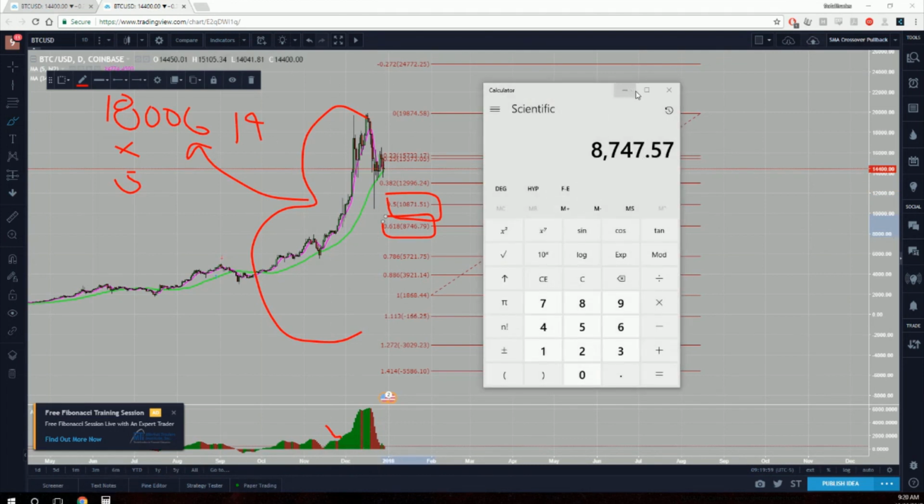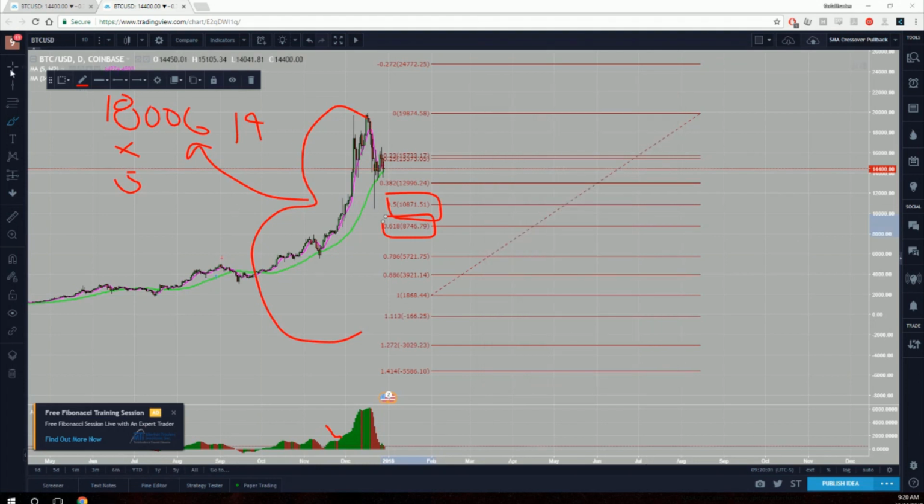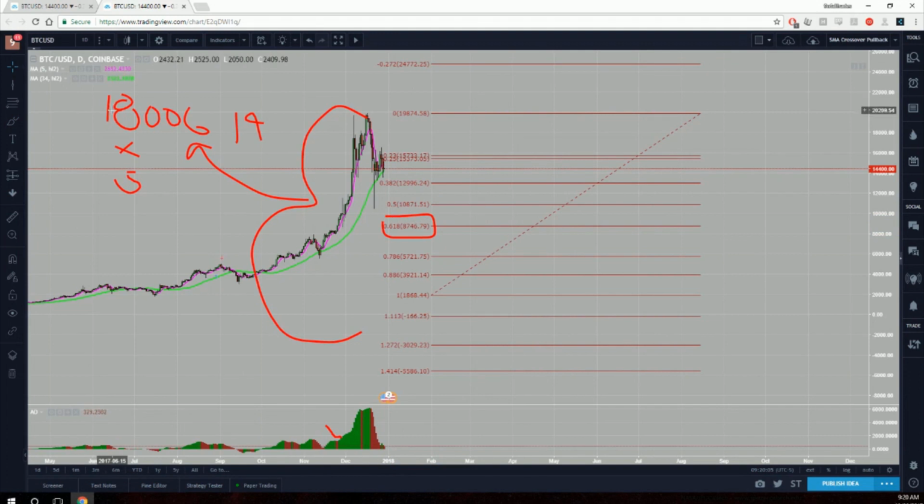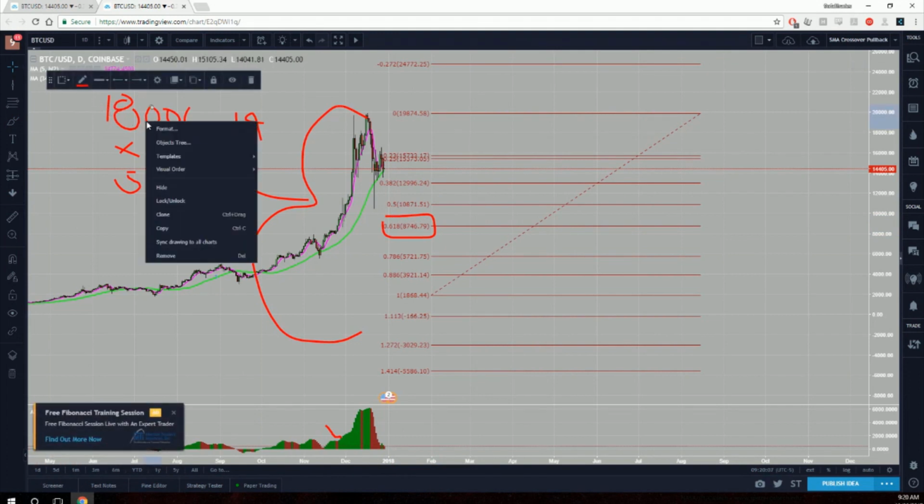Now you can use Fibonacci levels on any time frame in any chart. Let me go ahead and throw this on. Just remember though that they're not all weighted the same, just like everything else that we've been covering. If you have a 50 fib level on the daily chart, that's going to be a little bit stronger of a bounce than a 50 fib on, say, the 15-minute chart.